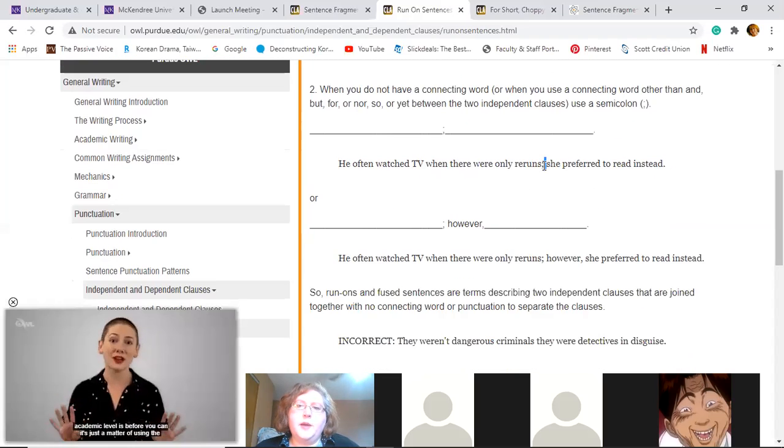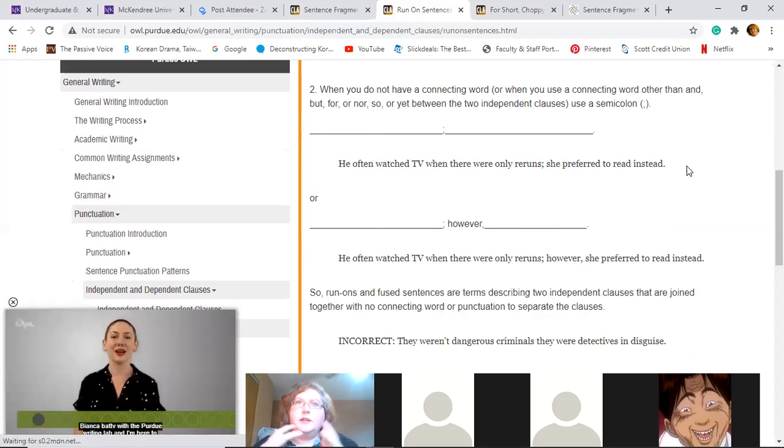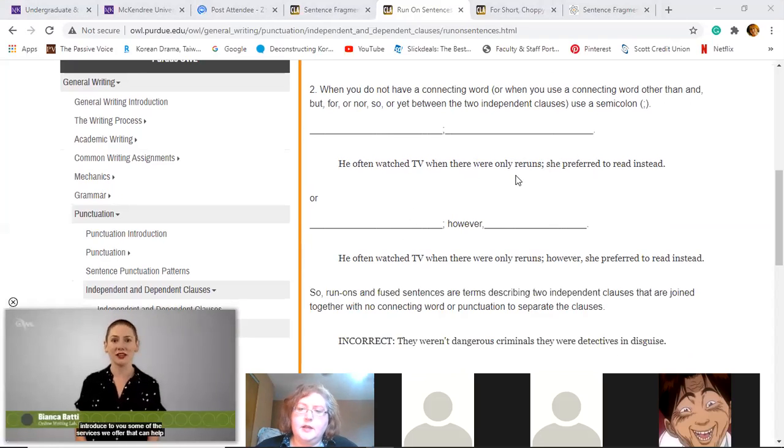Again, you can use the semicolon. He often watched TV when there were only reruns; she preferred to read instead. Those sentences kind of naturally seem to follow each other. So instead of using a period, which you could do instead, they only use the semicolon. So a comma is like a pause, a semicolon is like a harder pause, and a period is a full stop.